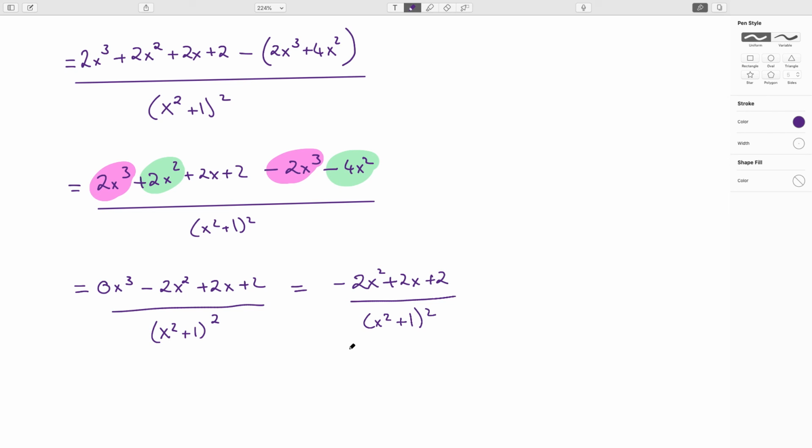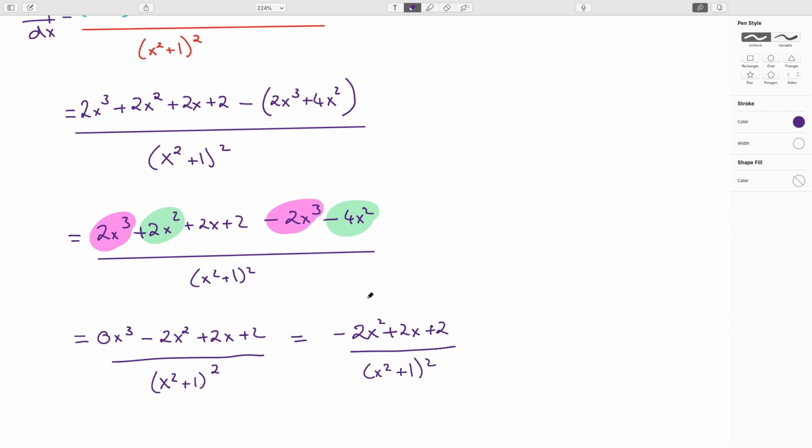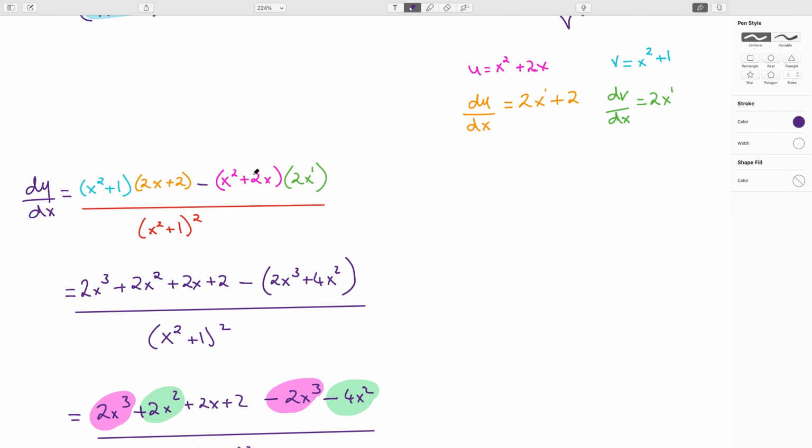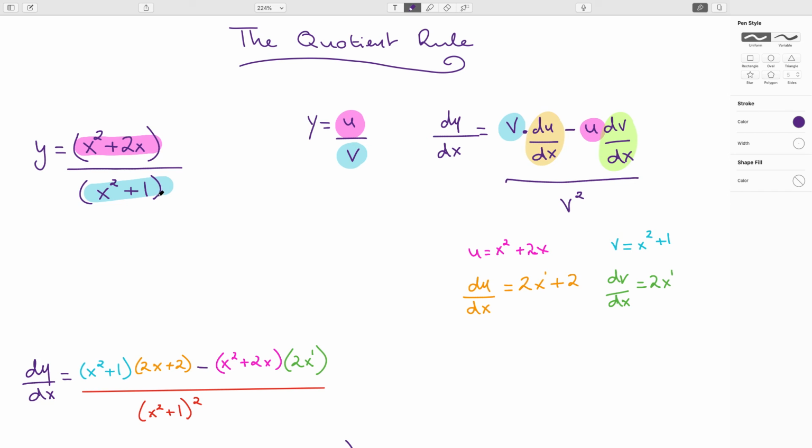All right? So that's the quotient rule. It doesn't get more complicated than that. They might put in your sin x and your cos x into these positions, but it's much the same process. You have to write out your u, your v, your du dx, and your dv dx. So just take your time with it. And if you have any questions, as always, come up and talk to me.